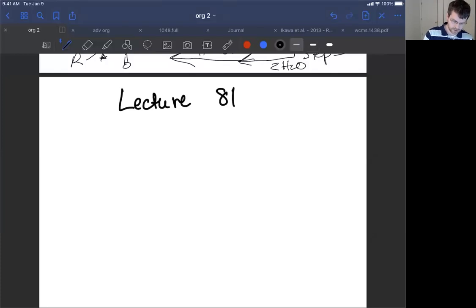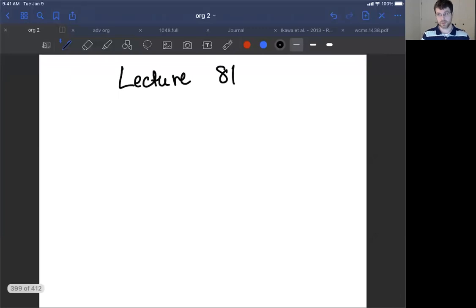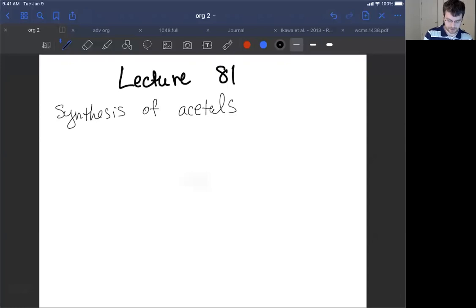So in this lecture, we're going to be talking about a new reaction, which is the synthesis of acetals and ketals. This is a hugely important functional group present in organic chemistry. And the way we make these things is actually just from carbonyls and alcohols. So here's kind of the gist of the functional group. Acetals and ketals are basically the same thing.